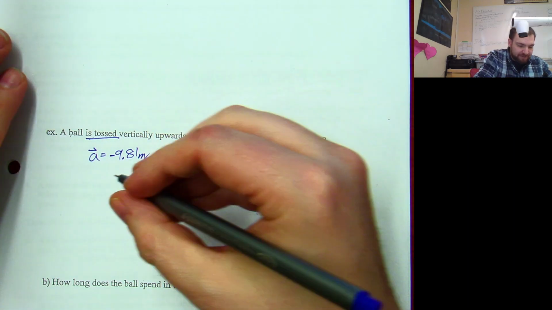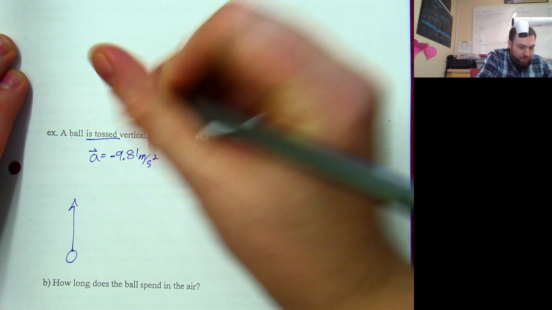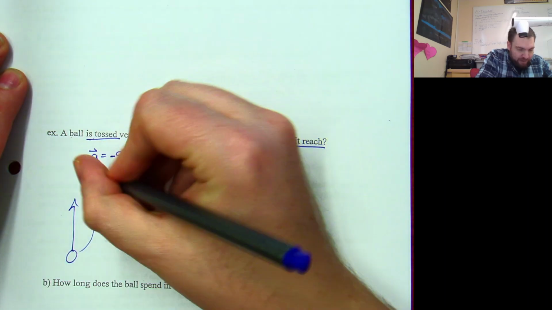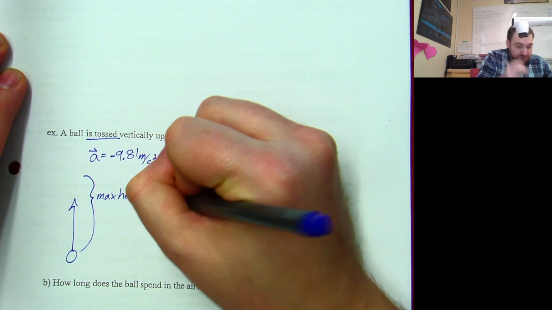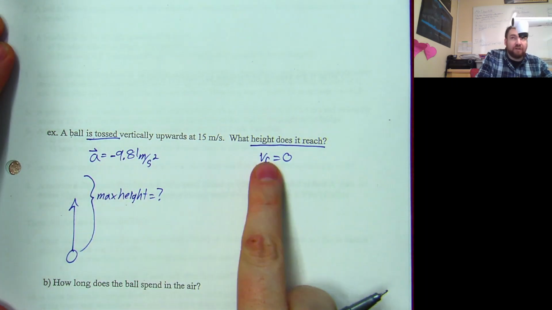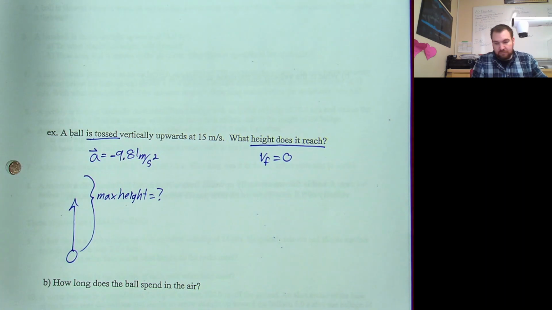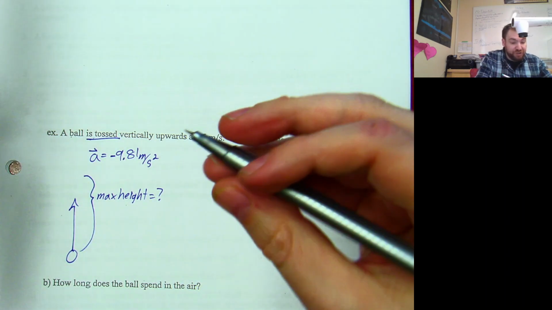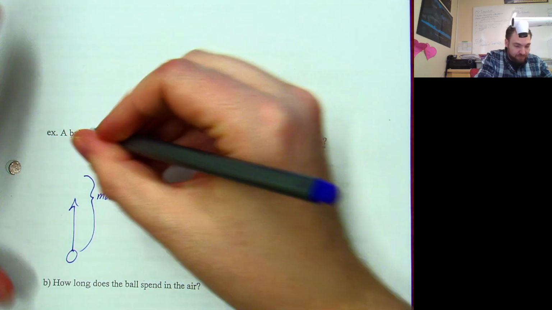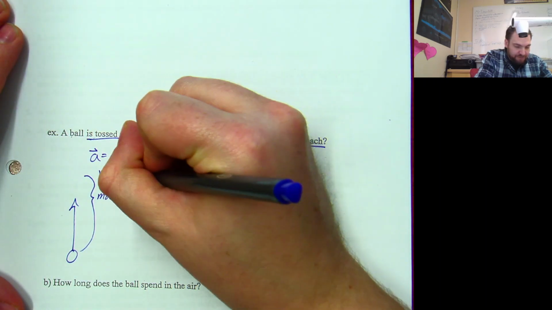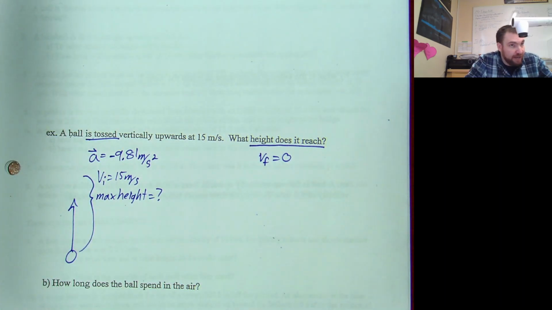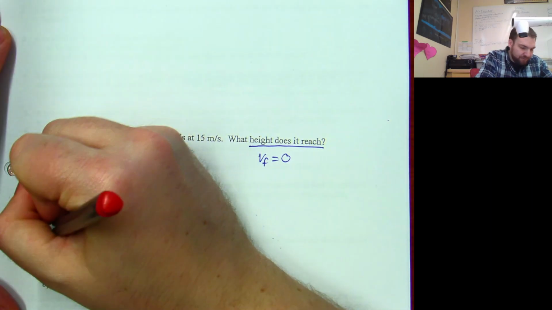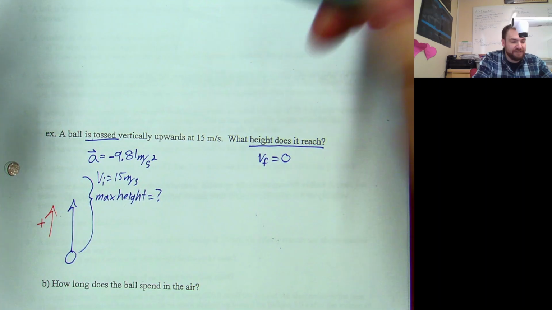So we can draw this thing, make our life a little bit easier. This thing's going to go up. We want to know, Manuel already called it, max height equals question mark. We've got our acceleration, we've got our final velocity. What else do we know? We know our starting velocity. Our starting velocity is VI equals 15 meters per second. Is that enough information to figure out how high the thing goes? Oh, and for the sake of this question, I'm calling up positive, which is why my acceleration is negative.